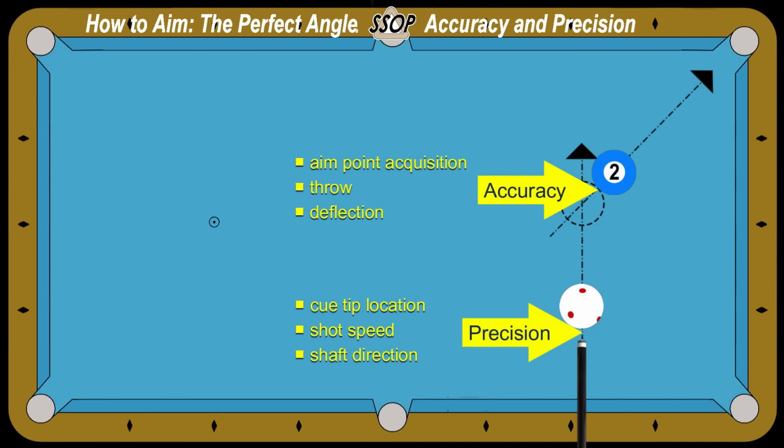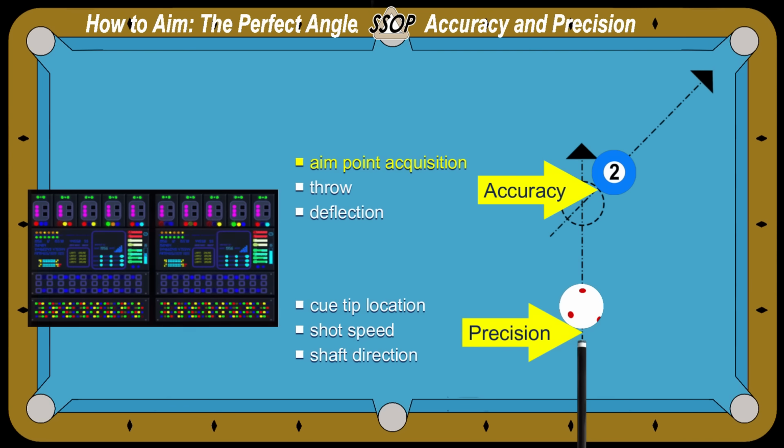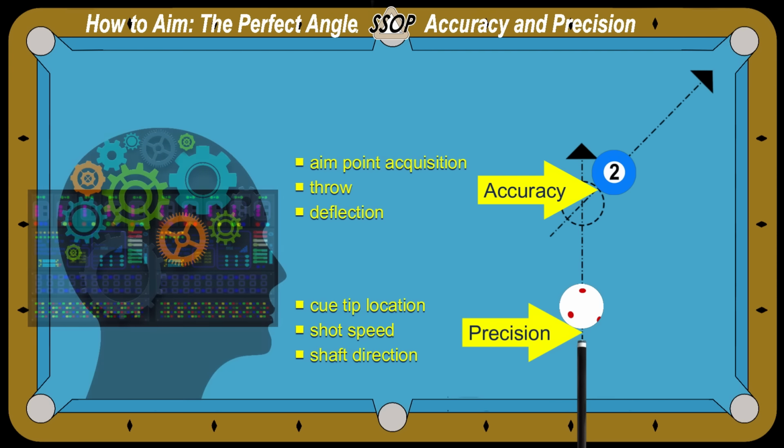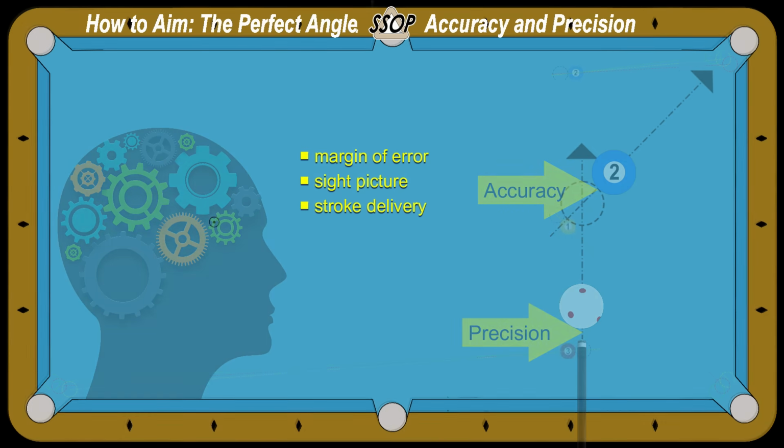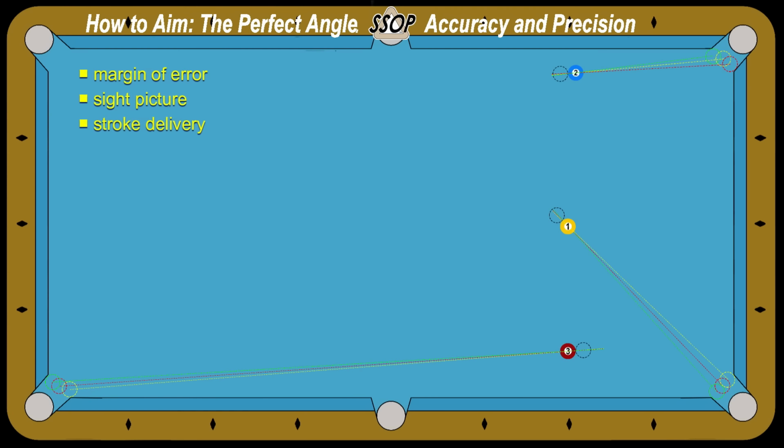As you can see, aim point acquisition is just one small part of a pool shot. It seems you might need a supercomputer to make the calculations. Well, you do, and you have one, the human brain. The process can be simplified through an understanding of the margin of error for pool shots, the sight picture, and stroke delivery. I've calculated the margin of error for 3 common shots.